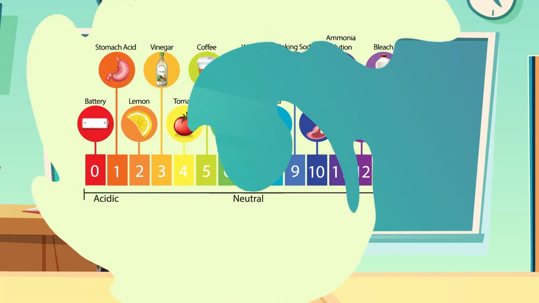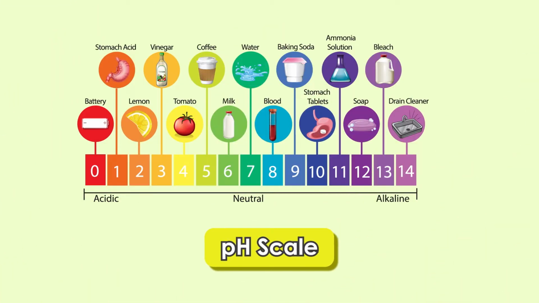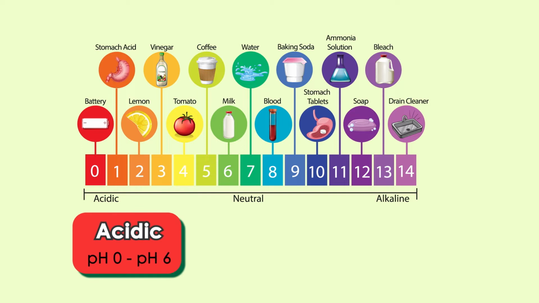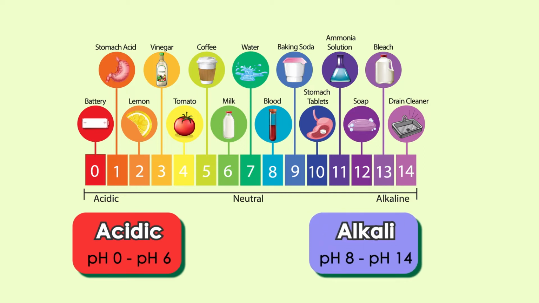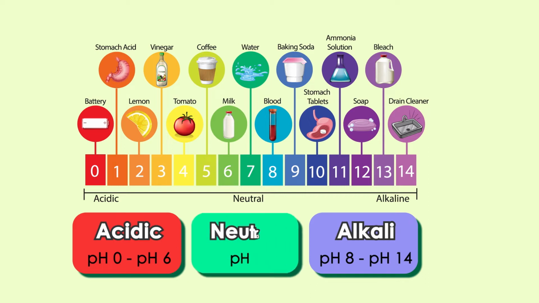In this picture, you can see a variety of substances which are either acidic, alkaline, or neutral. The range of acidic starts from 0 to 6, whereas alkaline substances vary from 8 to 14, while neutral substances are indicated as pH 7.